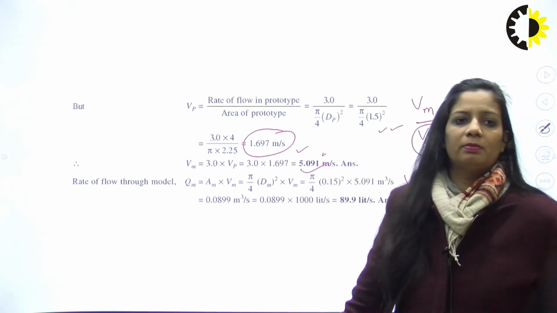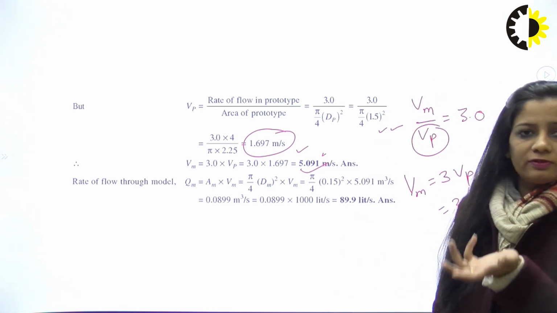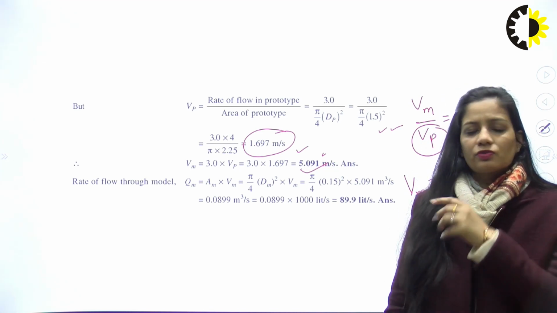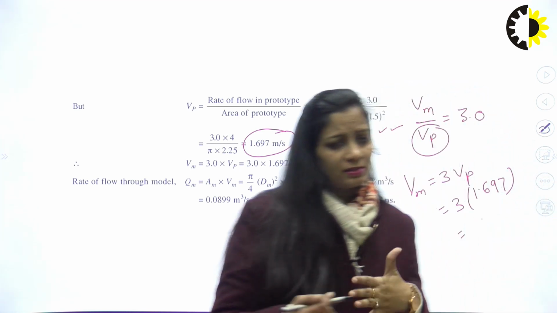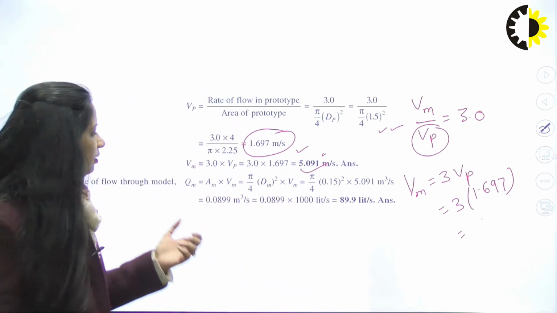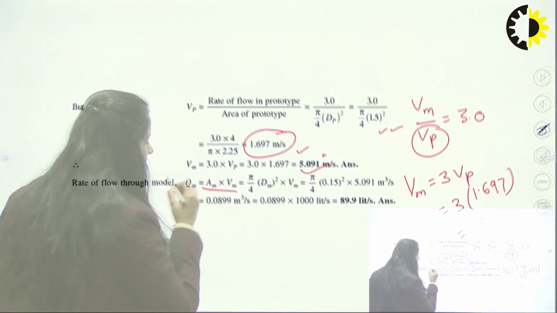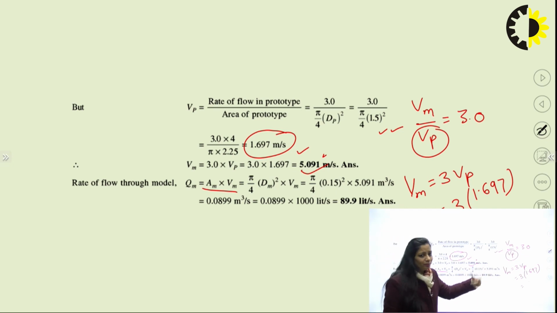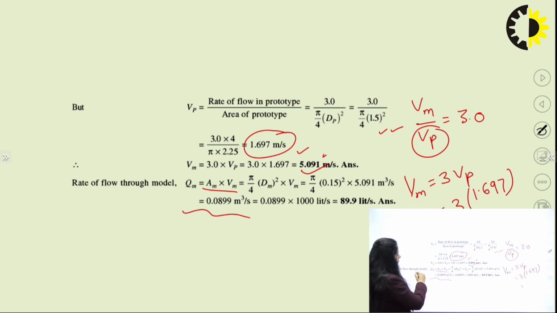Now the question was asking for discharge also, the discharge flowing through the model. So how can you calculate discharge? It's simple, just multiply area by the particular velocity. So Qm will be equal to area multiplied by Vm, that means pi by 4 times 0.15 squared multiplied by 5.091 meter cube per second. So finally you will get the rate of flow through the model, which will be equal to 89.9 liters per second.